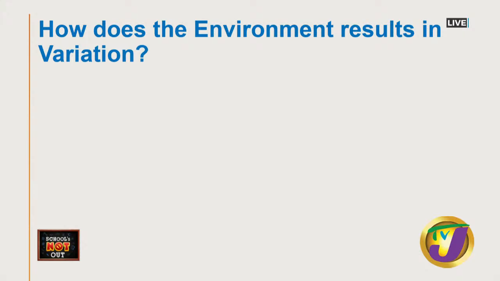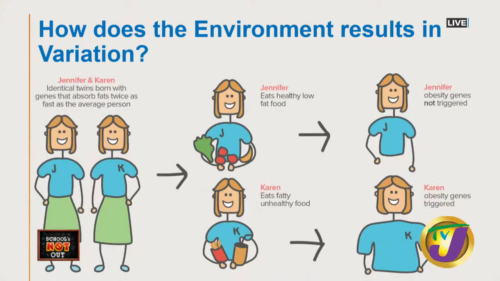How does the environment result in variation? Let's see. Now, for twin studies, what we find in science is that we tend to use twins to investigate genetic variation. The reason being, identical twins are identical in their genetic content, so we want to find out, if they have the same genetic content, how is it that one twin might be different from another in their personality, or in the way in which they look. And for that reason, we tend to use twins in genetic studies.